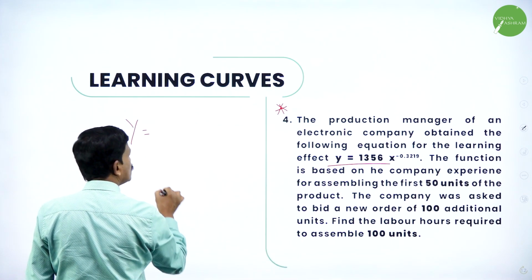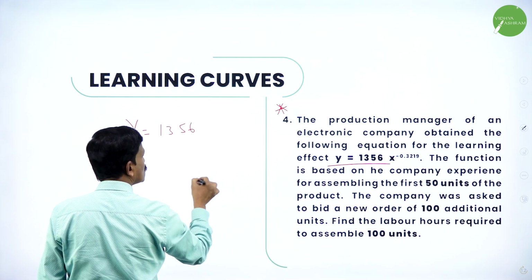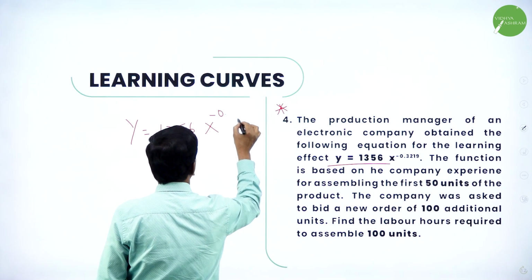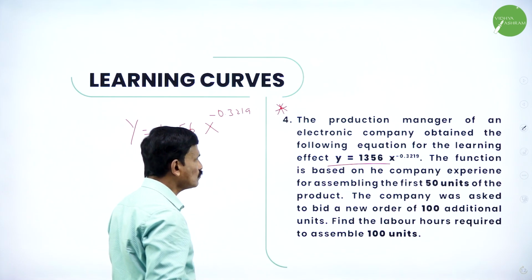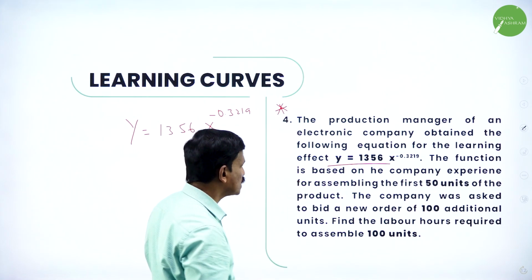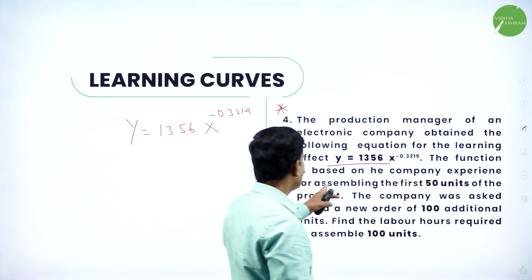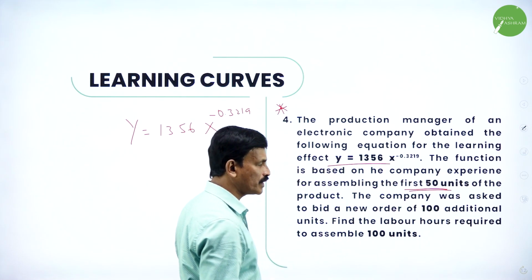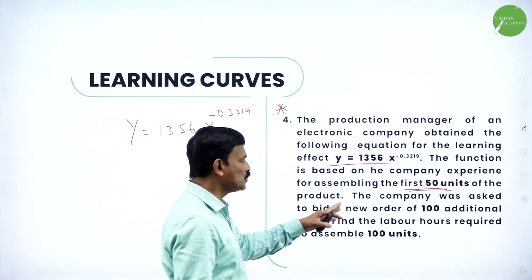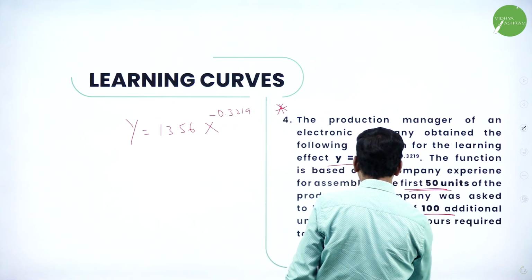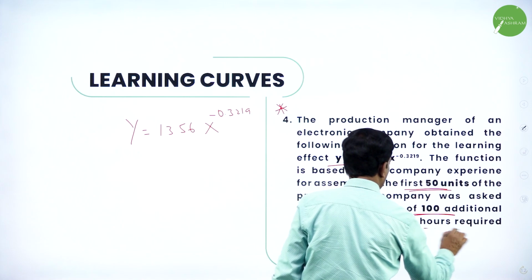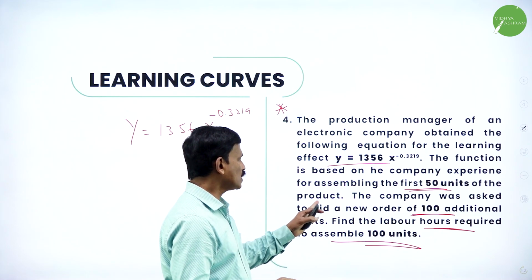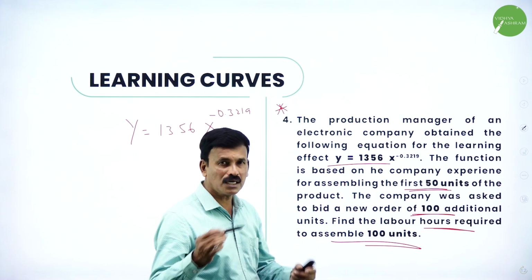What is the curve given? y is equal to 1356 into x to the power of minus 0.3219. The function is based on the company's experience for assembling the first 50 units. For assembling 50 units of the product, the company was asked to bid on a new order of 100 additional units. Find the labor hours required to assemble the 100 units. So, we have to find the labor hours required to assemble the 100 units.